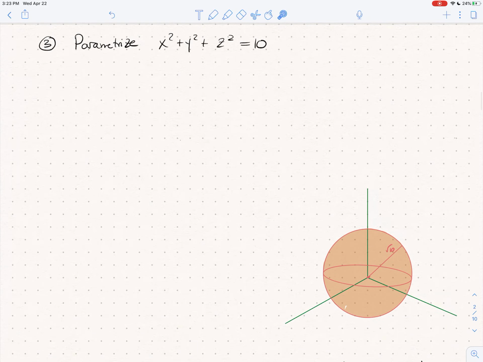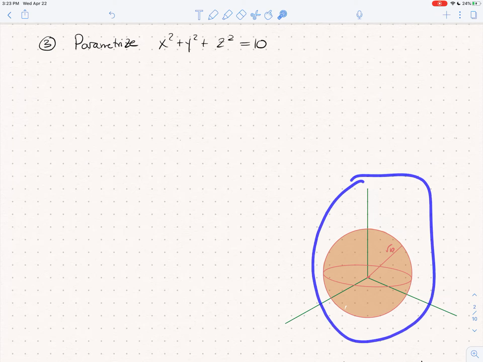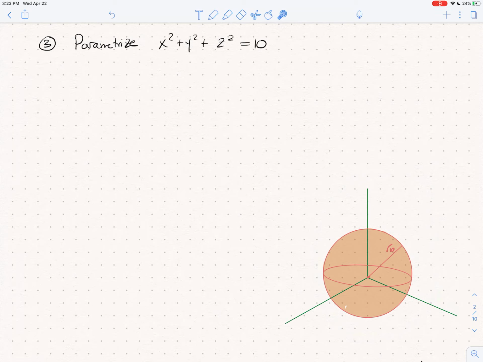So here we want to parameterize the sphere of radius root 10 centered at the origin. I've gone ahead and drawn the sphere for you. Hopefully at this point in the game you're thinking, hey, I should maybe try spherical coordinates, and that is what you should do. So let's go ahead and write that down. So we're going to try spherical coordinates.